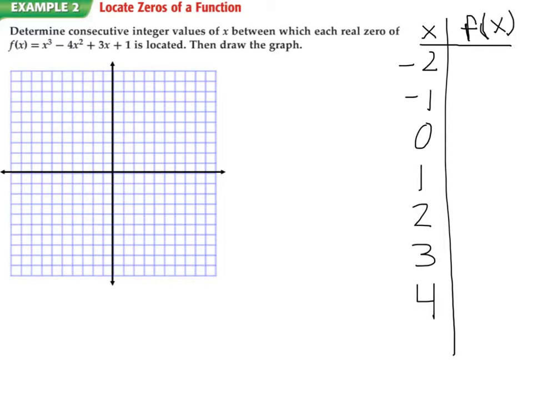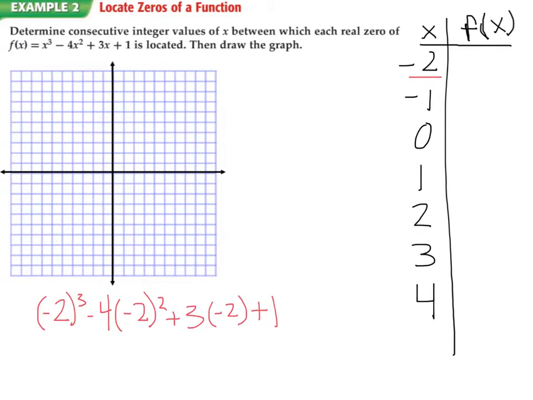So if we go to fill this in, remember we're just plugging the number, the x value, in for the x. So for the first example, I'll write it down here for you guys. We have negative 2 to the third power minus 4 times negative 2 squared plus 3 times negative 2 plus 1. Remember, what we're plugging in, we want to keep it in parentheses.